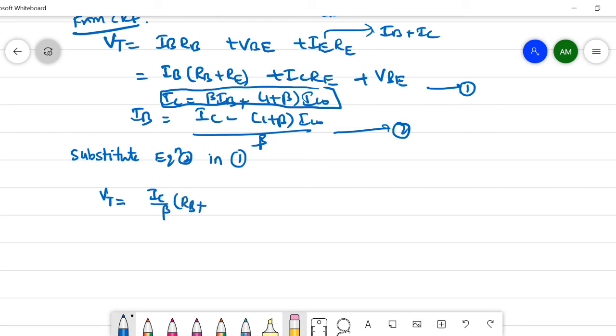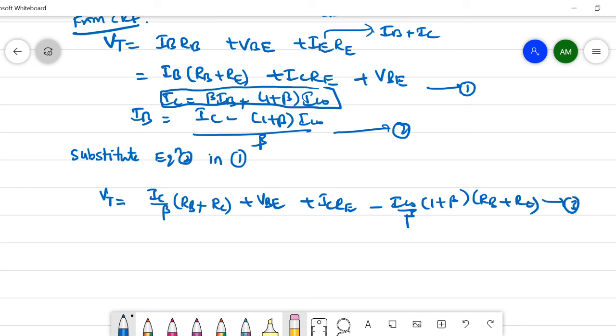(RB plus RE), substituting this at the place of IB, plus VBE plus IC RE, and the remaining term, minus ICO by beta (1 plus beta) into (RB plus RE). This is equation 3.